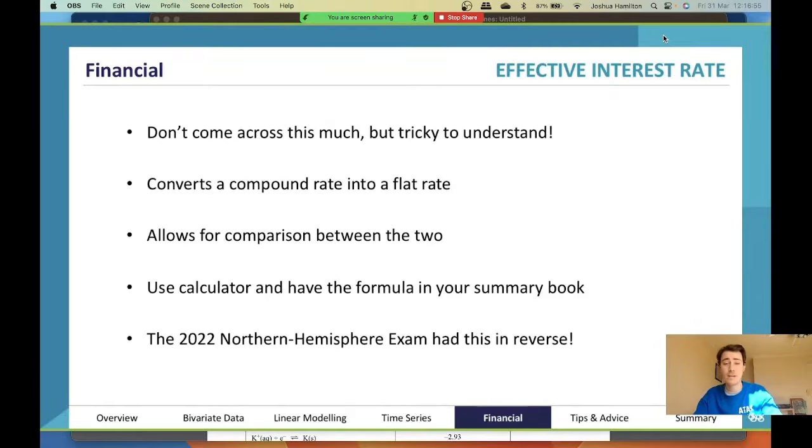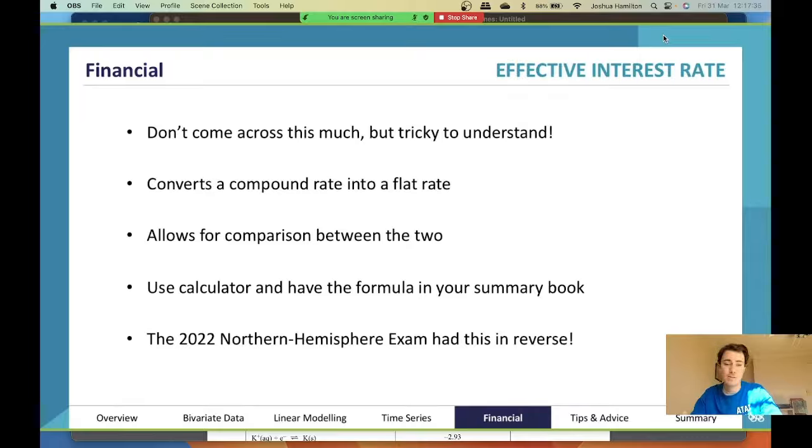The 2022 Northern Hemisphere exam had this in reverse. Usually this goes from your compound to what is your effective. They actually had the opposite. They went from the effective back to the normal. And you couldn't do that on, I believe, one of the Casios by just saying, this is how you do it. They couldn't just do it. They had to know the formula and put the formula into the main page, put X where the normal interest rate would have been, then put equals the effective interest rate and solve for X. That's what they had to do.